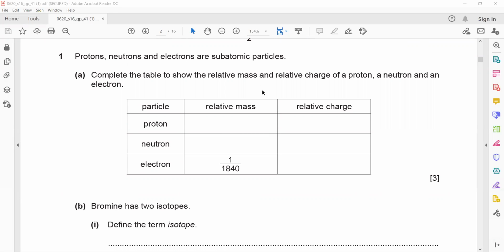In this one, question number 1A: proton, neutron, and electrons are subatomic particles. Complete the table to show the relative mass and charge of proton, neutron, and electron. You can use the screen annotation to write on the screen. How do you complete this table? The screen annotation is enabled, so you can just write the relative mass.